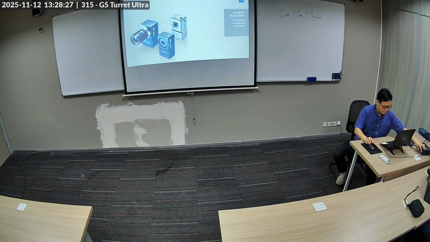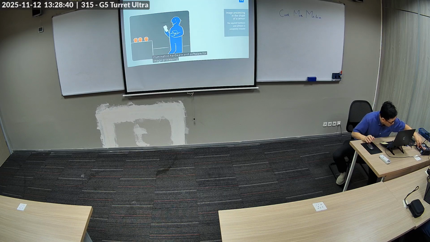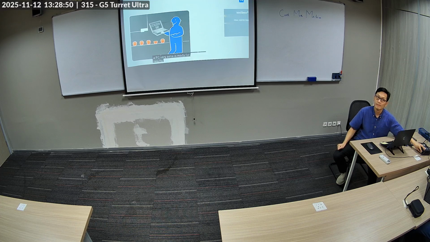VeriSense vision sensors are a complete image processing system in the shape of a sensor. Their compact housing integrates everything required for an inspection task: camera with lens, illumination, hardware and software for image processing, and of course, interfaces. After a one-time configuration in 4 intuitive steps on a PC, VeriSense is ready for results.